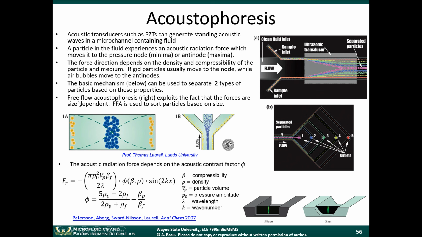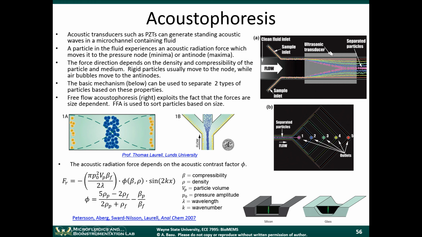So free flow acoustophoresis exploits the fact that the forces are size dependent, so this could be used to sort particles based on size. A lot of this is really nice work by Professor Thomas Laurell's group at Lund University, where they showed that these particles will actually go to these nodes and antinodes, and that can be used for separation.